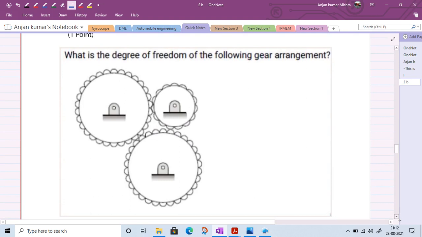So what is the degree of freedom of this following gear arrangement? If you only look at this arrangement, you can directly give the answer. Suppose this is the input gear. If this is rotating in clockwise direction, this will rotate in anti-clockwise direction. And if this gear is connected to this gear, if this is rotating anti-clockwise, this gear will be rotating in clockwise direction.